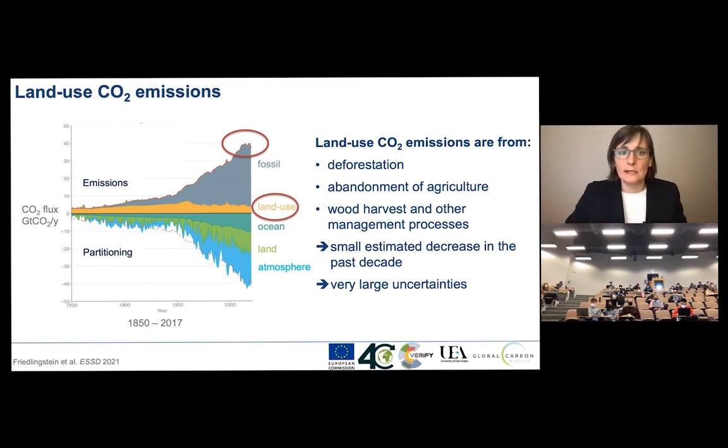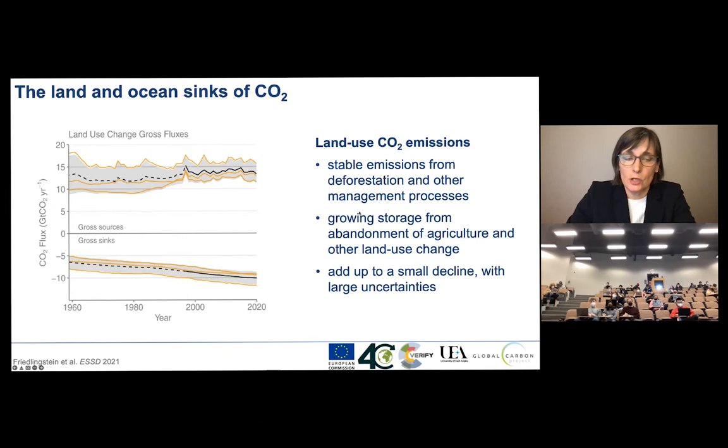So let me dig into this just a little bit. The emissions from land use are primarily from deforestation, but also from abandonment of agriculture. The United States is a good example of this, where a lot of land gets reconverted after agriculture is no longer viable. Same in Russia, Europe and Canada; a lot of this is happening. Another source of emissions is wood harvest and other management processes. The sum of all this is what has caused this gentle decrease in emissions.